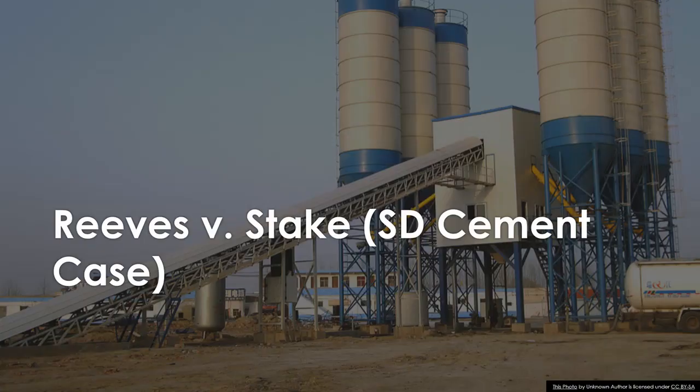What business was South Dakota in? South Dakota was in the business of producing and selling cement. So what does that mean? It means that with regard to producing and selling cement, South Dakota could discriminate against out-of-state interests. It could prefer in-state interests.